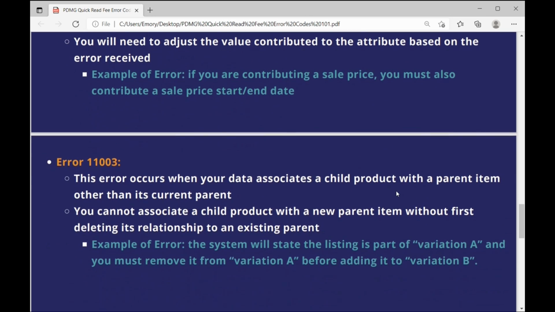Okay, let's talk about a specific error here. We're going to talk about error 11003. This error occurs when your data associates a child product with a parent item other than its current parent. You cannot associate a child product with a new parent item without first deleting its relationship to the existing parent. So you can't have a child with two different parents. So an example, the system will state the listing is part of variation A, and you must remove it from variation A before you can add it to variation B.